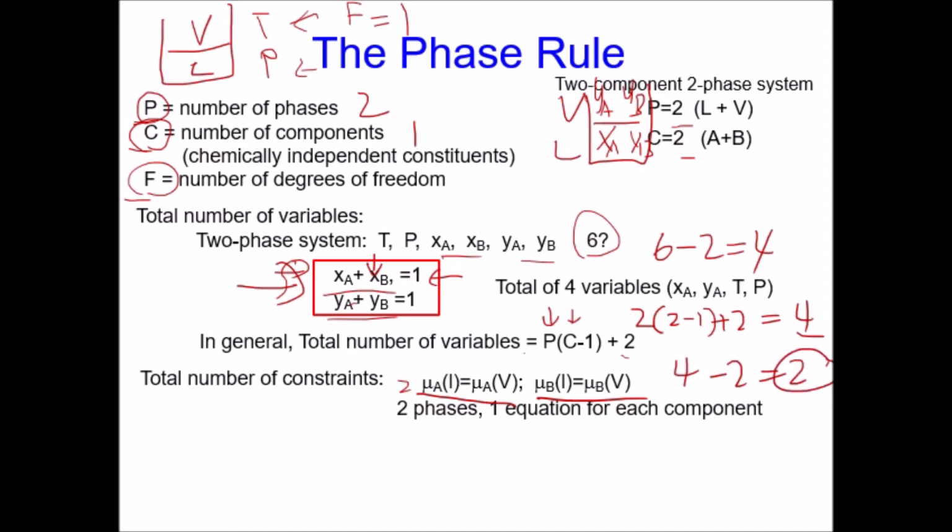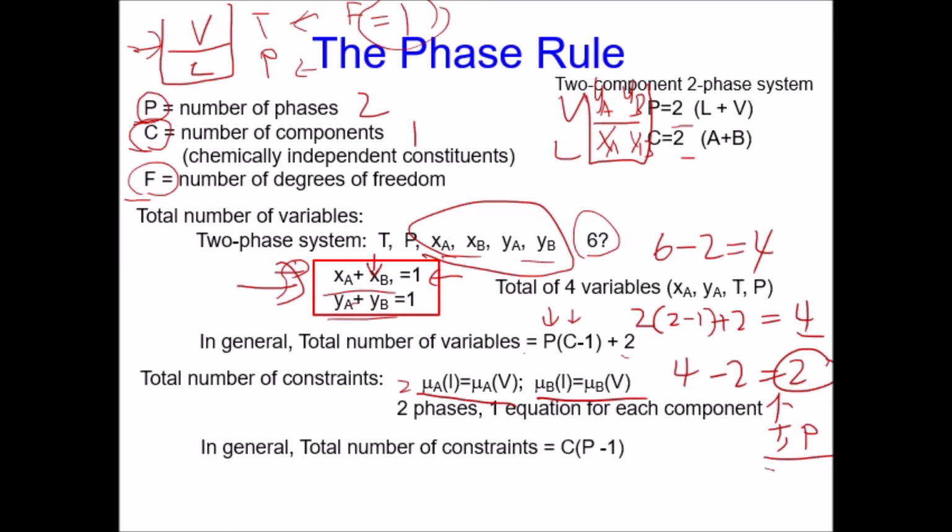So 4 minus 2 gives you 2. And therefore, you have 2 independent variables that can change for a 2 components, 2 phases system. Compared to the single component, pure substance, where you only have 1 degree of freedom, here you have 2. You can change temperature. You can also change pressure. But then the mole fraction in the liquid phase and in the gas phase cannot be changed. All right. So the degree of freedom for this system is 2.